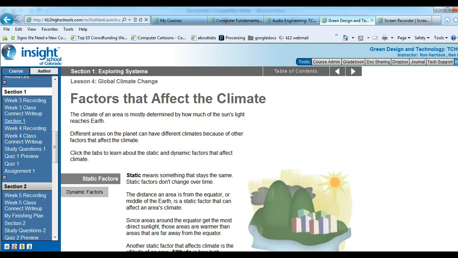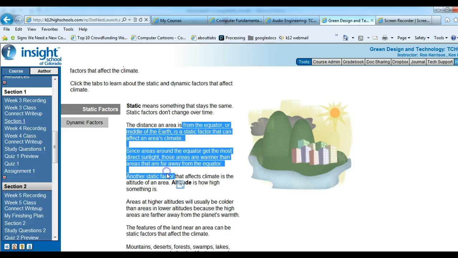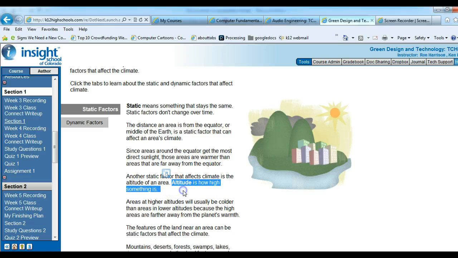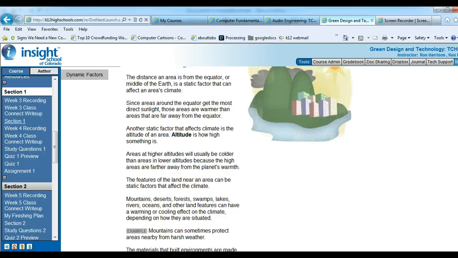Factors that affect climate, so you can look at this, you can see static factors, things that stay the same, don't change. So I'm talking about Grand Junction or Denver, wherever it is. Well, distance from the equator is static. In Denver, you're a certain number of miles from the equator, and that's important because of how the sun works. Also in Denver, your altitude is static. It doesn't change. Denver altitude is higher than Grand Junction, so Denver, in general, probably has a little bit colder temperatures.